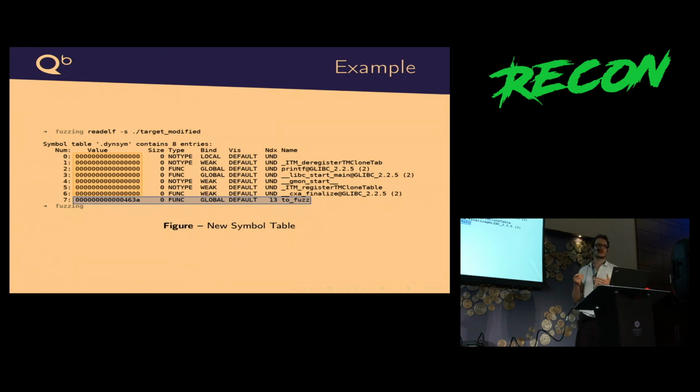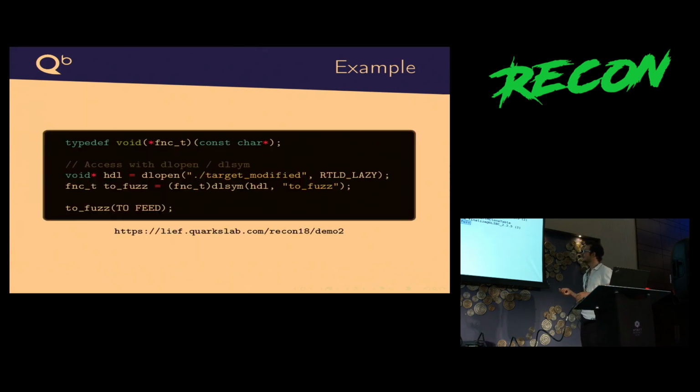And actually, it looks quite simple to do, but moving or extending the symbol table of an ELF format is not very easy. I mean, if you already tried, it's very, very complicated. And now I can directly interact with the fuzzme function by using dlopen and dlsym on the to-fuzz function. I forgot to say, but we assume that the original program is position independent, so that we can load it as a library. So yeah, we assume that the original program is PIE.